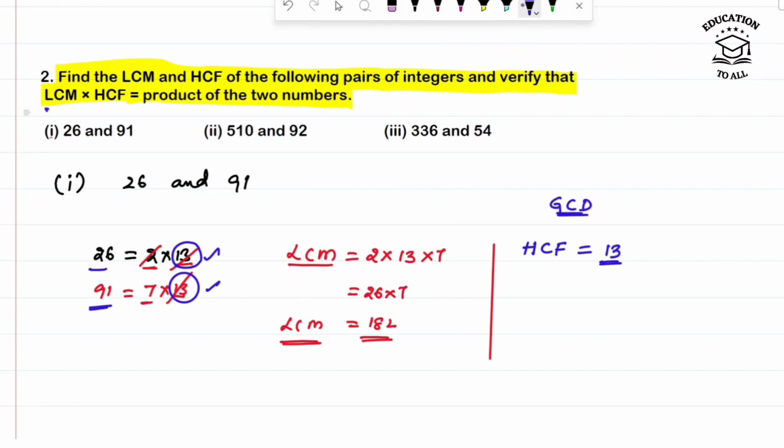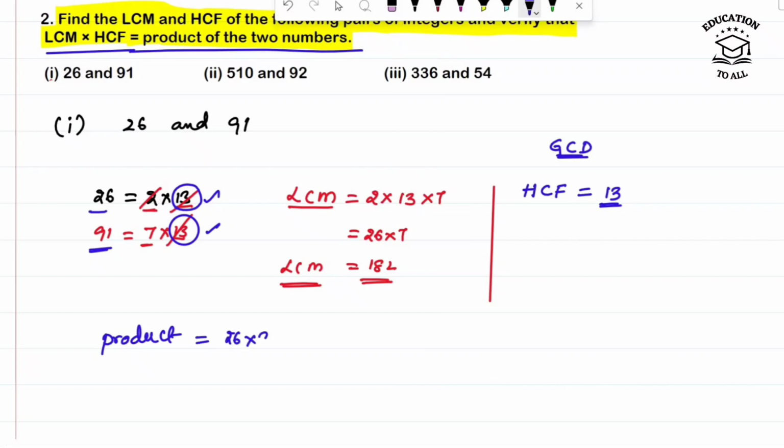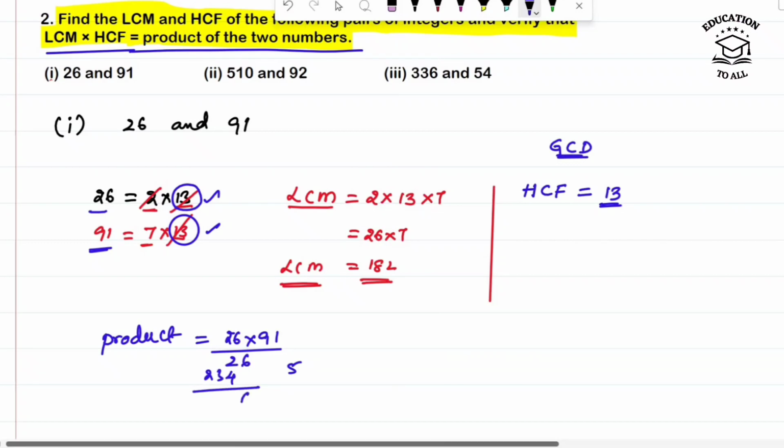And we have to verify that LCM into HCF is equal to the product of the numbers also. First, the product of the numbers. What is the product of the numbers? 26 into 91. You multiply 26 into 91: 6 ones are 6, 6 times 2 is 12, and 9 sixes are 54, 5 is outside, and 2 into 9 is 18, 18 plus 5 is 23. So adding all together, 2366. So the number is 2366.